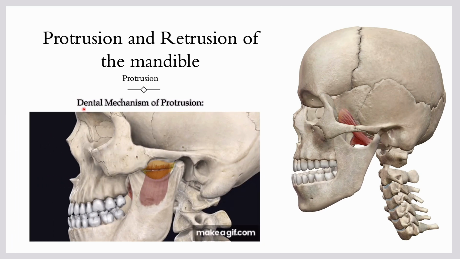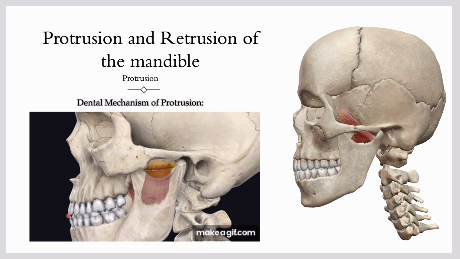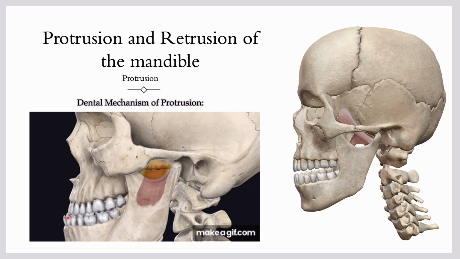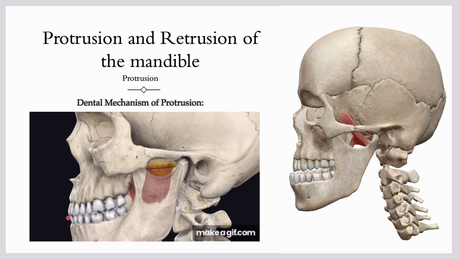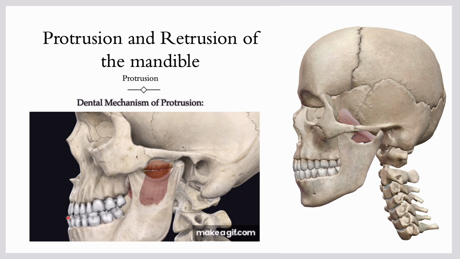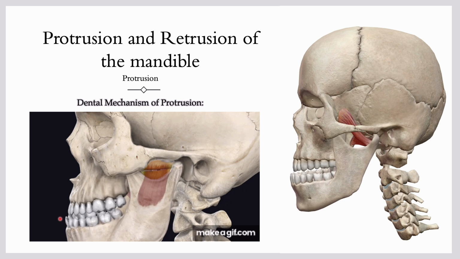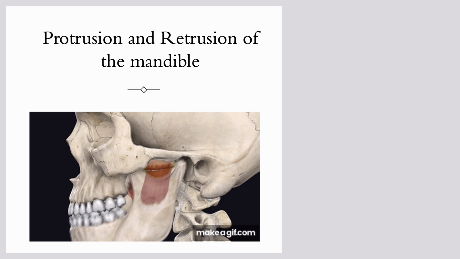Lastly, the dental mechanisms of protrusion. When the jaw moves forward, the incisal edges of the lower mandibular incisors slide along the palatal surface of the upper maxillary incisors, eventually reaching what's known as the edge-to-edge position, a perfect alignment where the upper and the lower incisors meet at their tips, after which the mandibular incisors pass beyond the maxillary incisors, completing the protrusion movement.